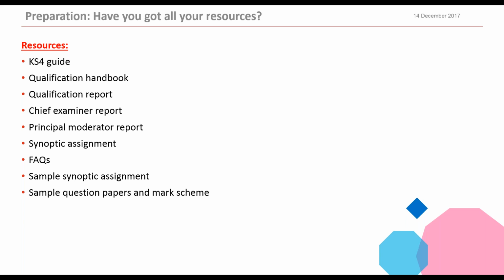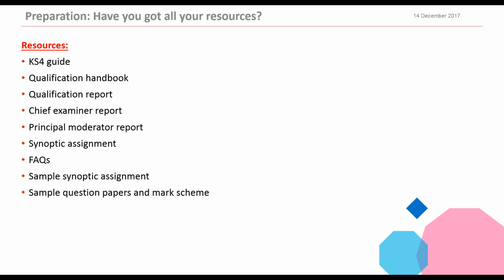It has the nuts and bolts of everything you need to deliver to that learner across the depth and breadth of all the units. Also, we have a qualification report on our website under 3038. This qualification report goes into details about how all learners performed last year. Our principal moderator and our chief examiner has given you hints and tips around where learners did well and where learners struggled last year. So if you haven't read that, please make sure you have a look.